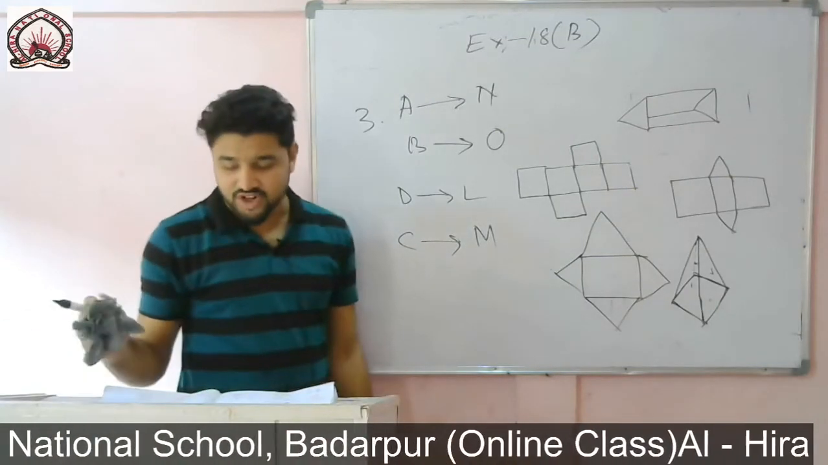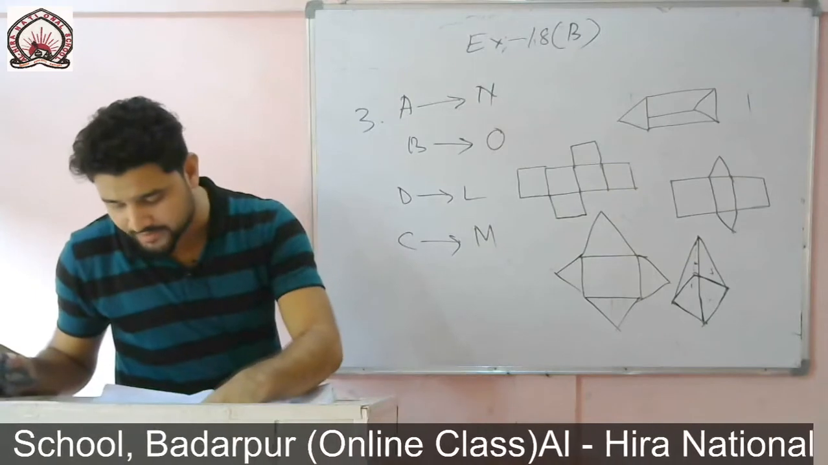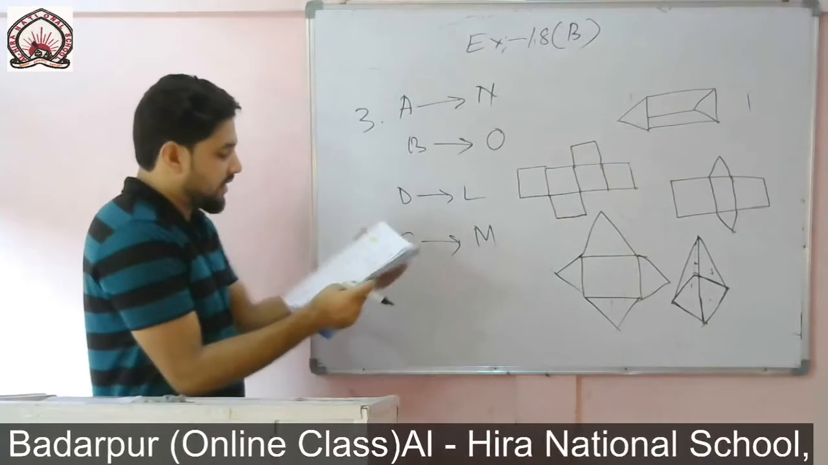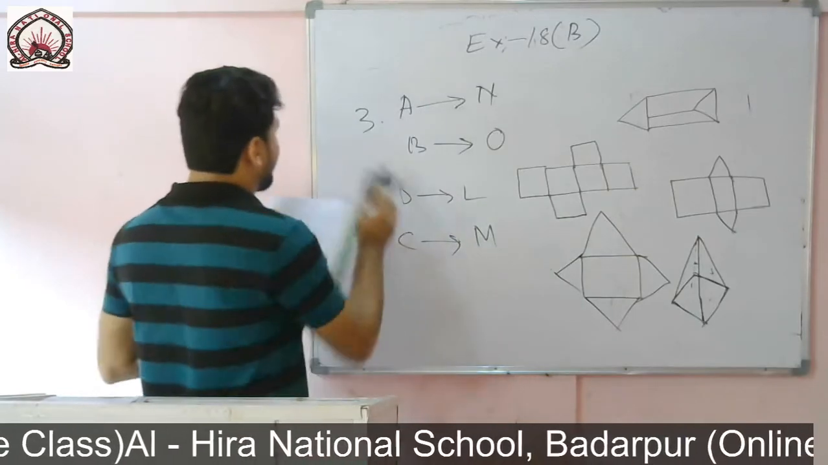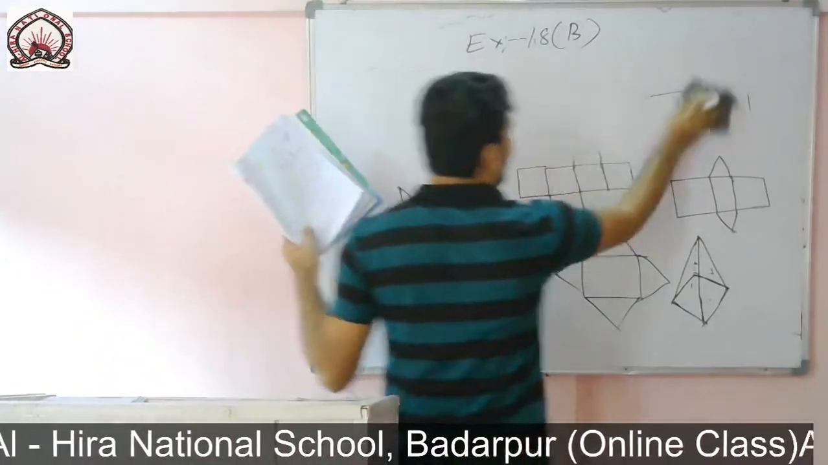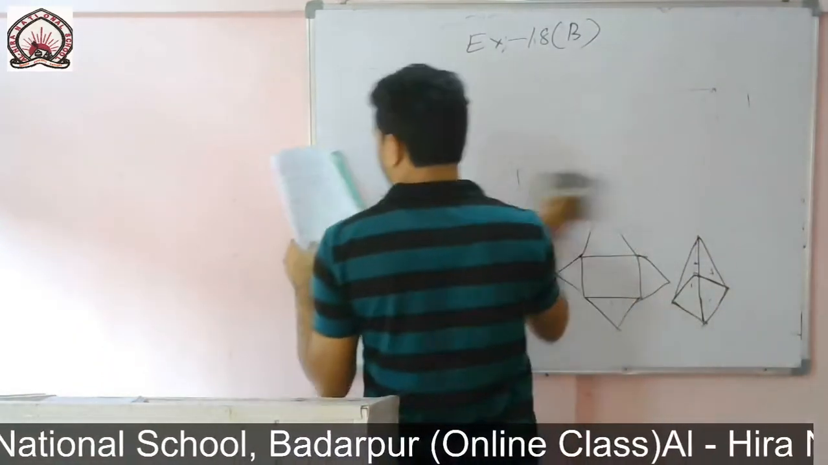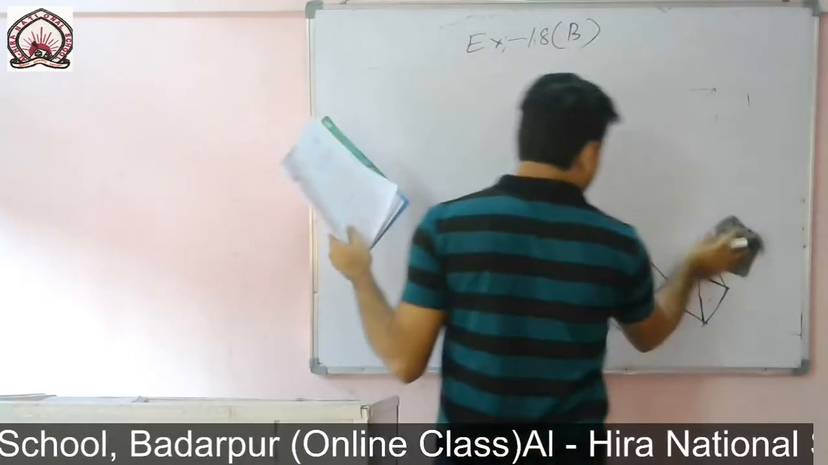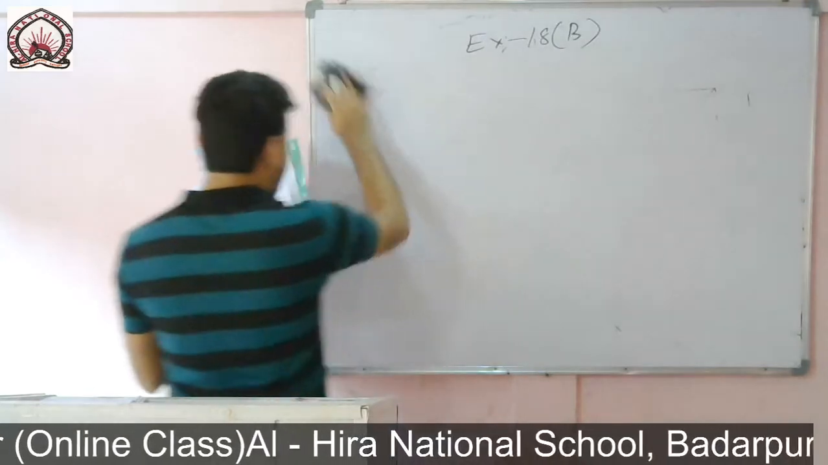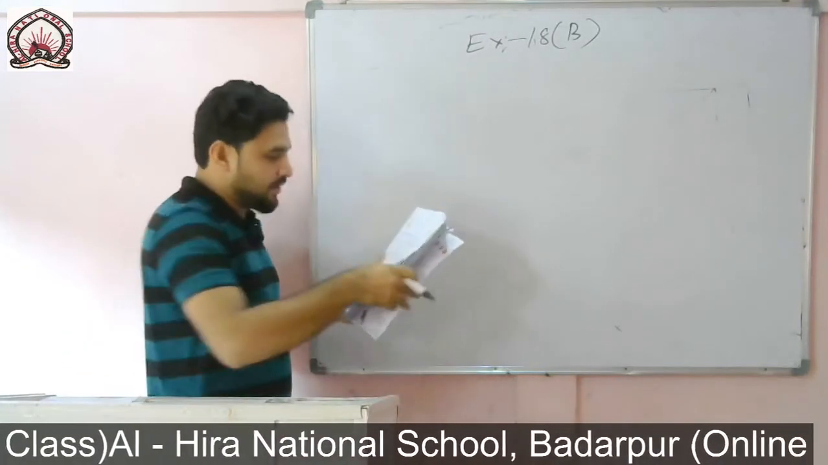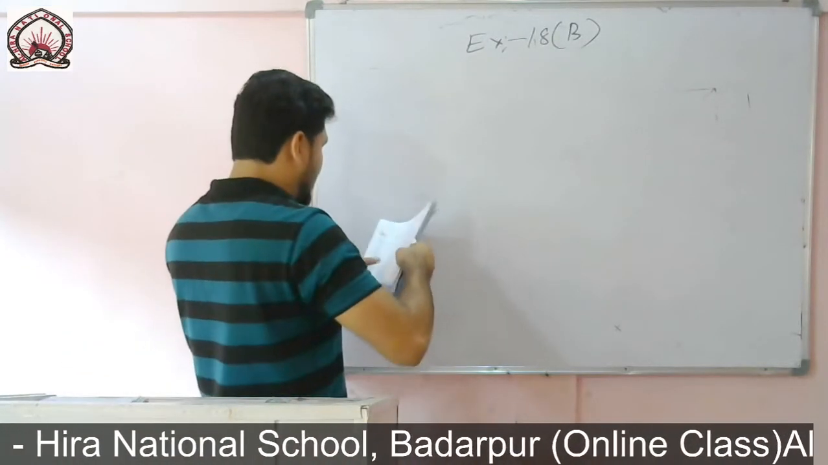Now come to question number 4. Complete the drawing of the following cubes and cuboids. You have to complete the following. You have to draw. Here you see some dots are there. You can draw in your book or in your copy by making dots. Here I am making directly, but you draw with the dots.